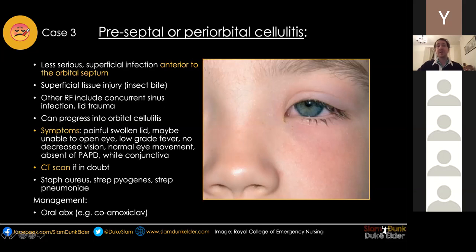But the preseptal ones are more superficial and can commonly be caused by things like an insect bite or lid trauma. But the important thing is it can progress into orbital cellulitis. So you still want to treat it with antibiotics, but this wouldn't need to be admitted into hospital.